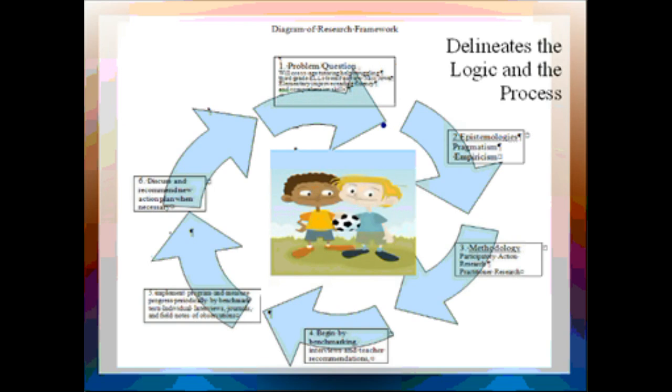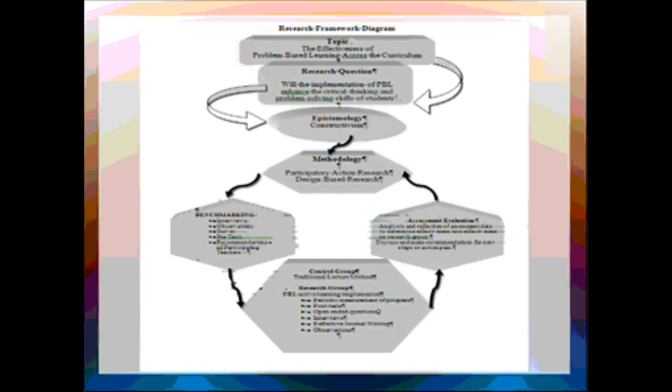And you can see how easily she can identify each one of those, give it a couple of paragraphs, and she's well on her way to writing her methods chapter. This is another one, also from a student. She has her topic, which is the effectiveness of problem-based learning across different curricula. She asked a specific question: will the implementation enhance critical thinking? Her epistemology was constructivism, and she decided to use participatory action research and design-based research.